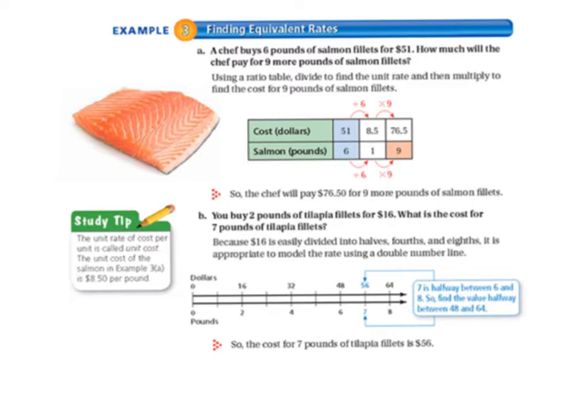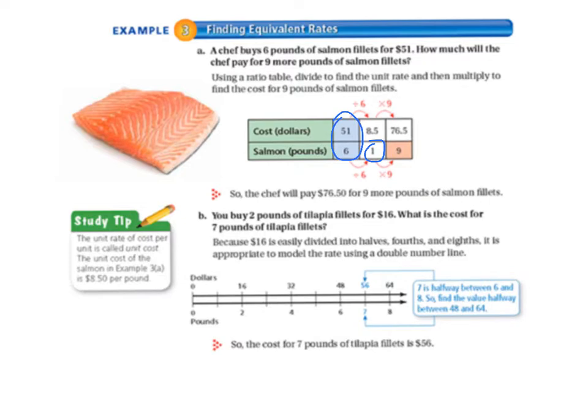So this is our initial rate, $51 for 6 pounds, and then we divide both the top and the bottom by 6 because we want to find a unit rate. So that means we have to have a 1 on the denominator, or 1 on the bottom. So we take 6 and we divide it by 6 to get 1, and we take 51 and we divide it by 6 and we get 8.5. So that's $8.50 per pound. That's how much it costs per pound.